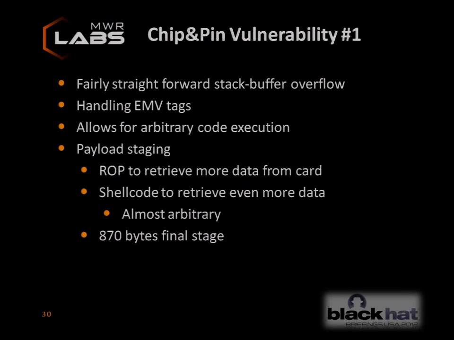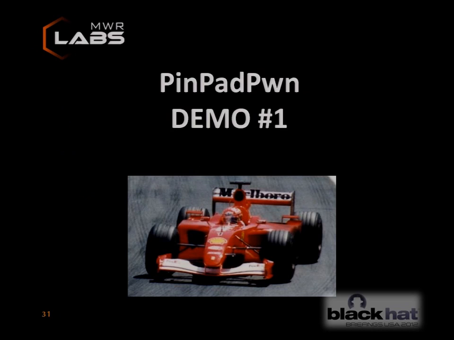However, we were able to use these 40 bytes to do return-oriented programming to call the methods that request more data from the smart card, which then contained our second stage of the payload. The second stage was around 200 bytes of control data, which allowed us to implement a shellcode that can load almost an arbitrary amount of data from the smart card into memory, and then we execute this as our final payload. In the demonstration that we will show now, this payload is actually 870 bytes of ARM Thumb instructions. And that will be our first demonstration.